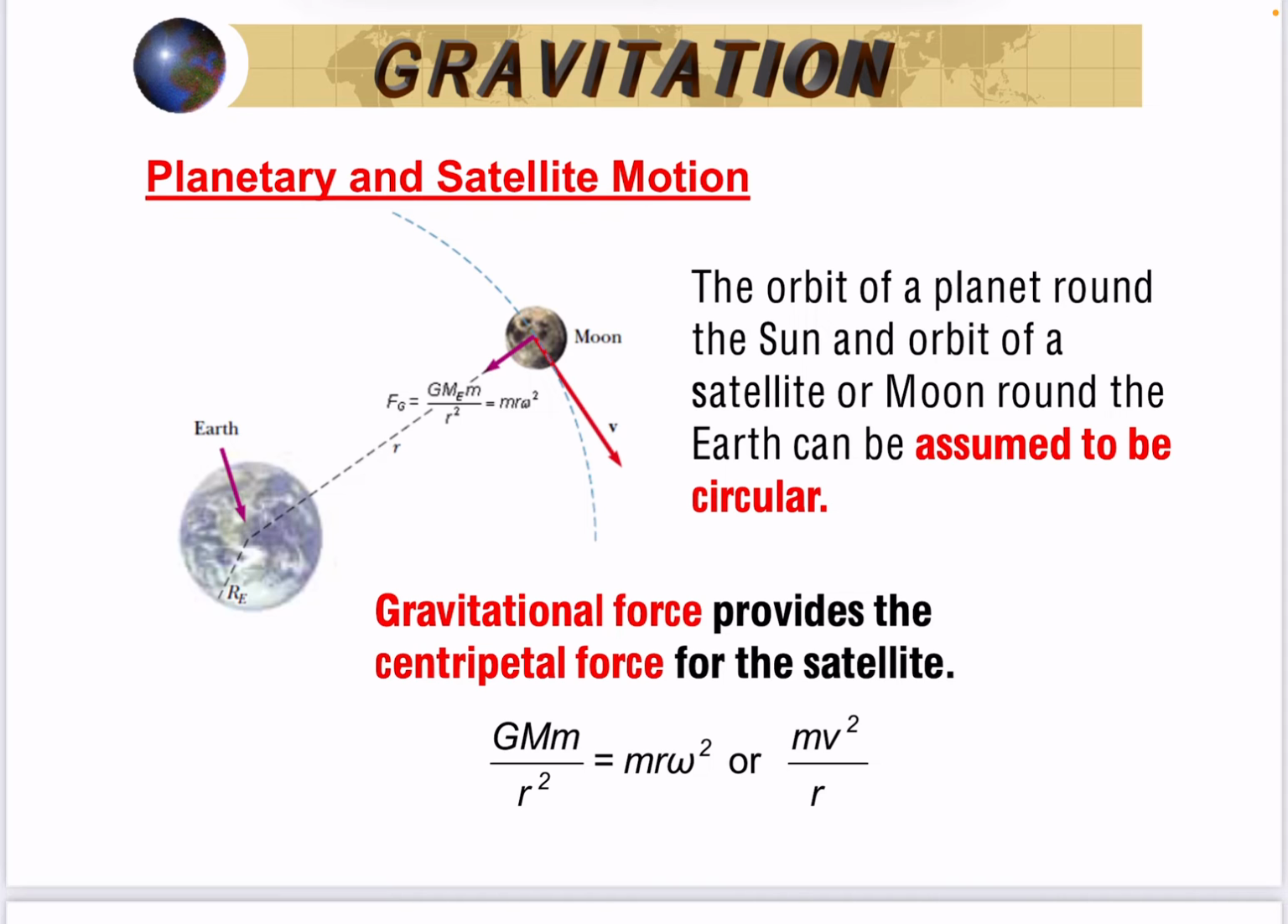So what this equation means is that the resultant force on the moon, in this case the gravitational force, is the only force acting on the moon, GMm over r squared. It provides the centripetal force that is needed to keep the moon in circular motion. And this resultant force, according to Newton's second law, is just equal to ma, where a is v squared over r.